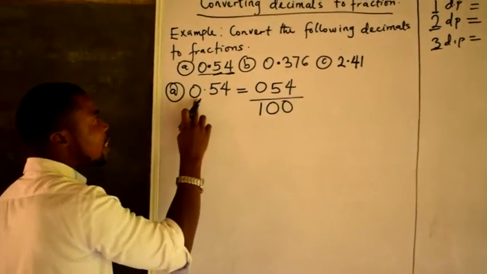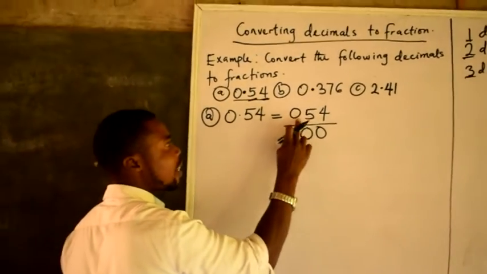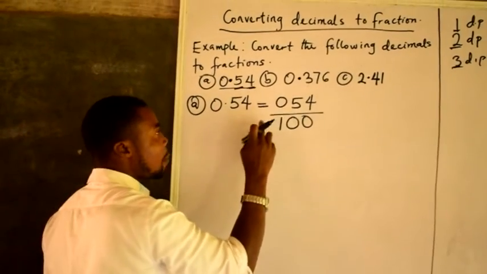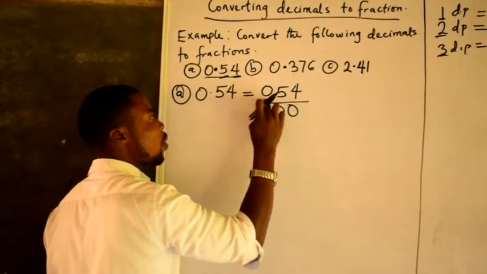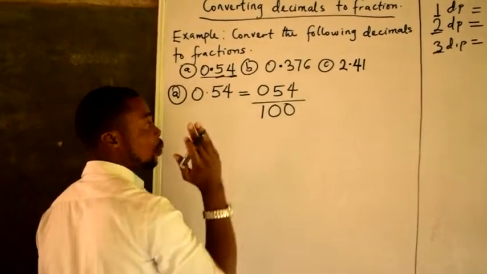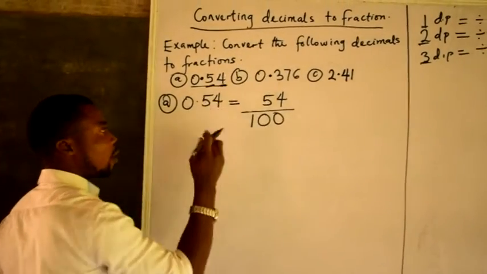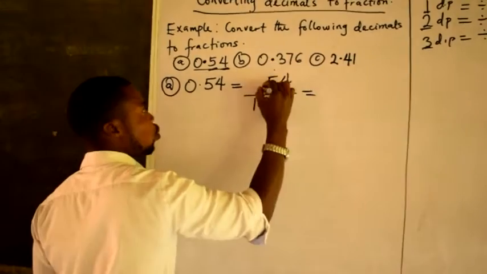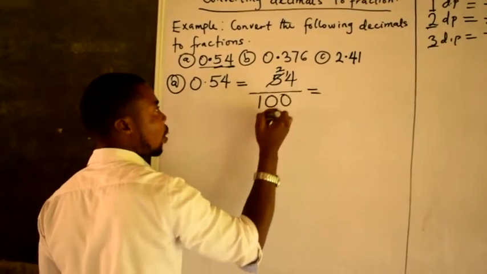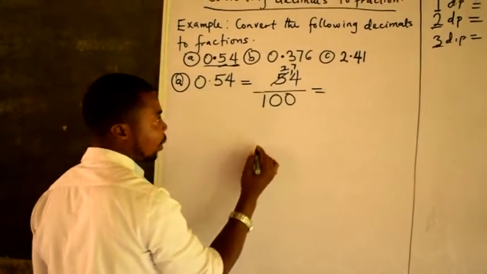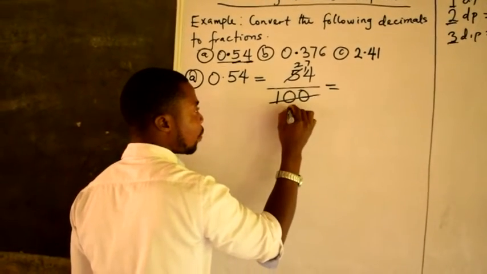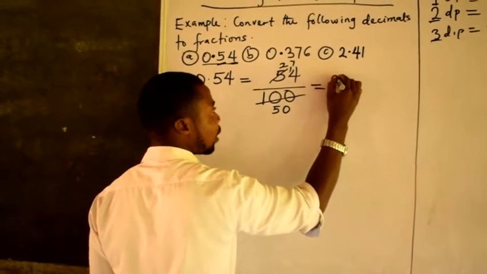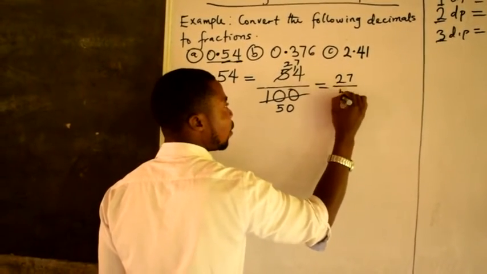Because it is 0.54, the 0 here does not have any meaning, so we can remove the 0. Remaining 54 over 100. So we will cut it down. 2 here, 2. 2 in 54, 27. 2 in 100, 50. Our final answer is 27 over 50.